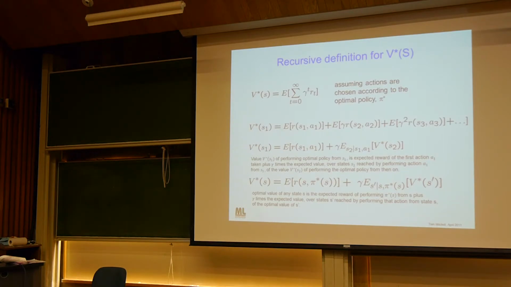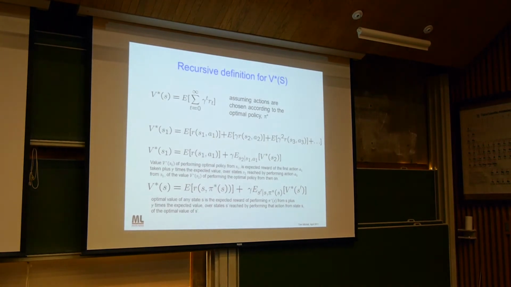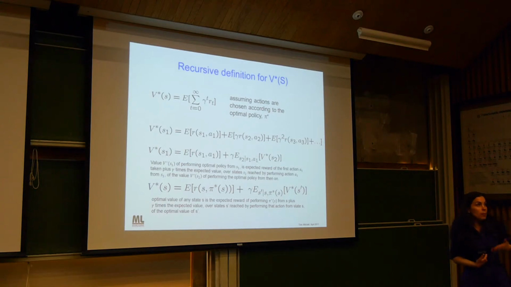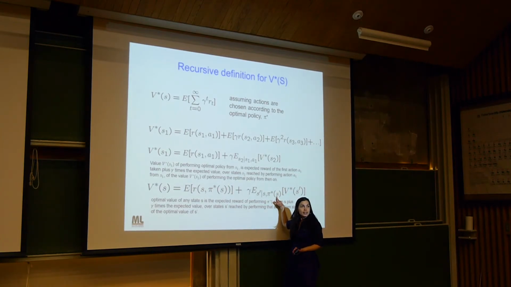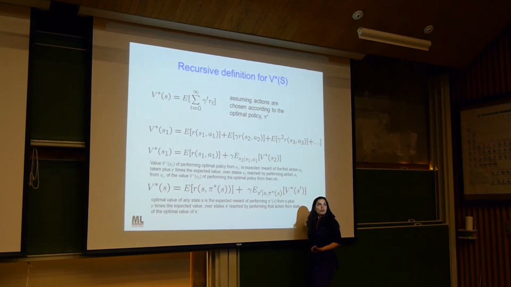Is this clear to everyone? I just use the form of the long-term expected discounted reward, and I just observe it by doing a little bit of reasoning. Observe that for any state S, the value of the optimal policy for that state S is the expected immediate reward that I get by performing what my optimal policy tells me to do in that state, plus gamma times the expected value over all states S prime I might reach by performing pi star of S of the value of the optimal policy from that moment on.